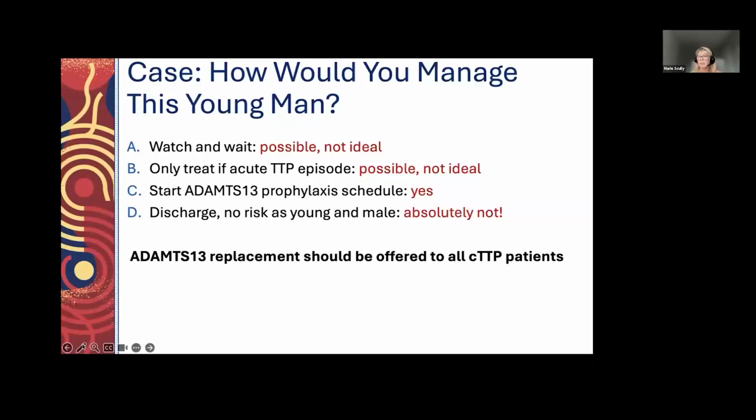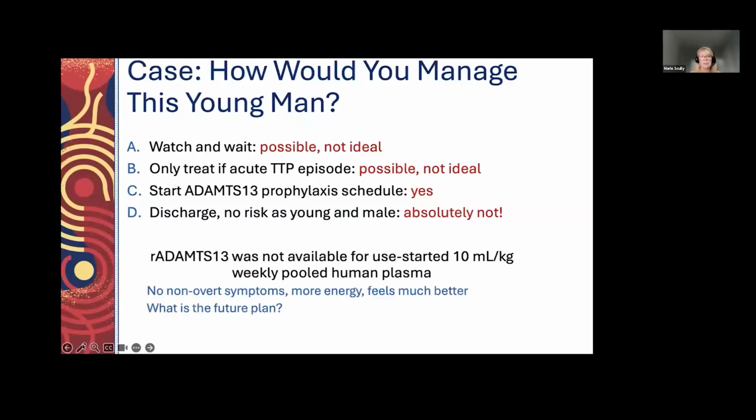Start ADAMTS13 prophylaxis schedule. For us, this would be the ideal situation. Discharge, no risk as young and male. That's absolutely not how we would want to manage patients with congenital TTP. ADAMTS13 replacement should be offered to all patients with congenital TTP.